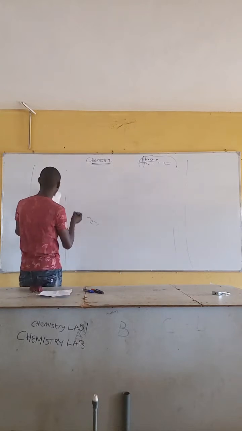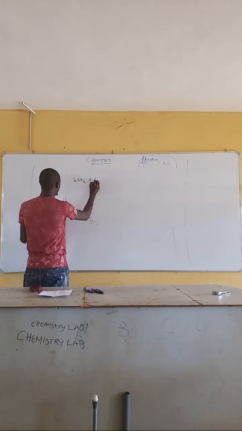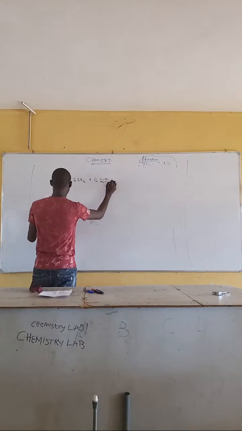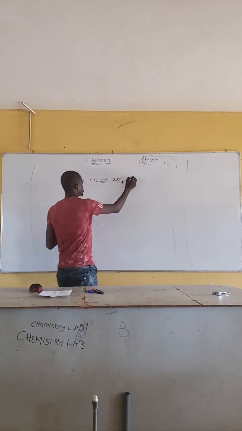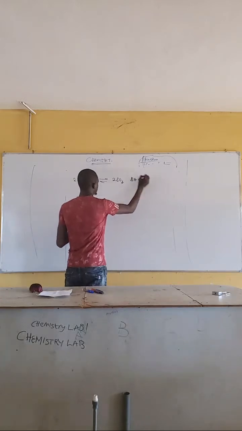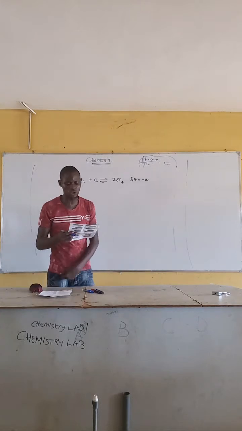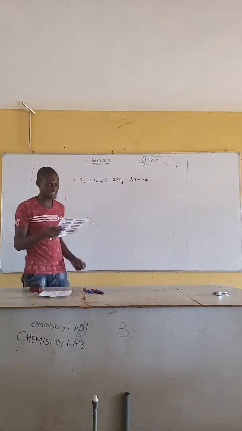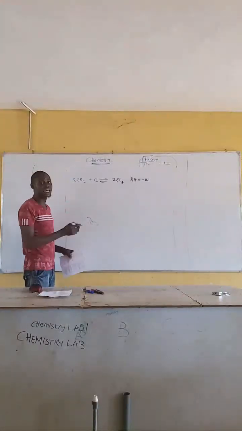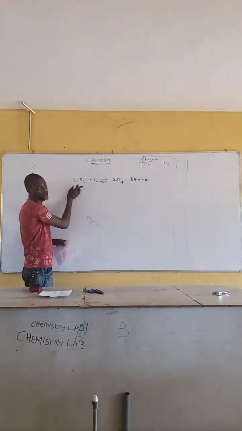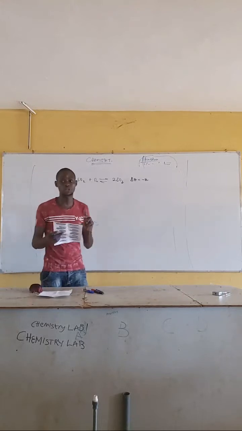2SO2 + O2 ⇌ 2SO3, ΔH is negative. The synthesis of sulfuric acid by contact process employs the following equilibrium step as one of its stages. Which of the following conditions promote the backward reaction? When we say backward reaction, that means production of SO2 and O2 is the backward reaction. Which of the following promotes the backward reaction?